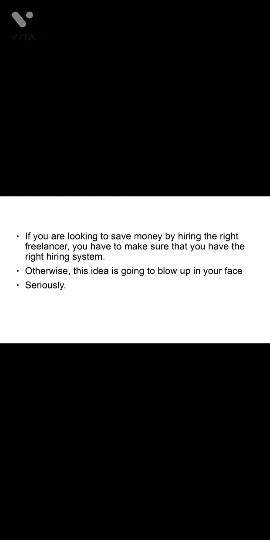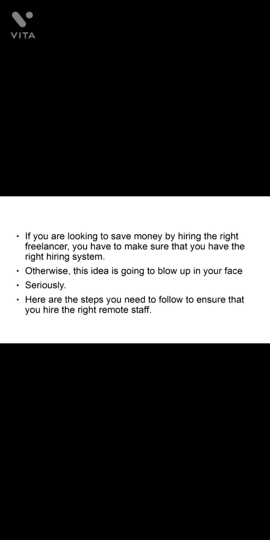The good news is that the internet has enabled marketers based in the United States, Western Europe, Australia, Canada, and New Zealand to tap the global freelance marketplace for top-notch talent. If you're looking to save money by hiring the right freelancer, you have to make sure you have the right hiring system. Otherwise, this idea is going to blow up in your face, seriously. Here are the steps you need to follow to ensure that you hire the right remote staff.